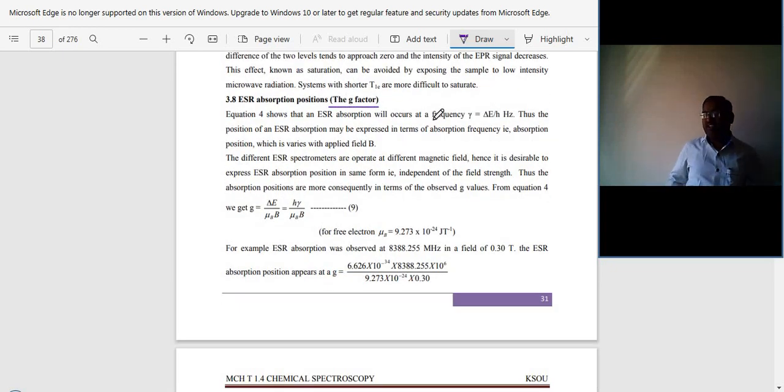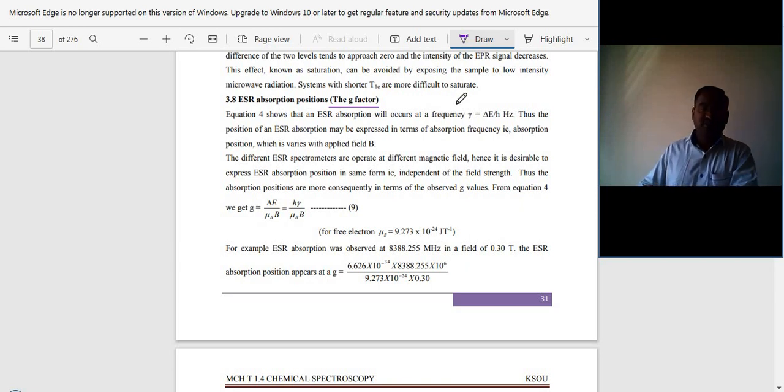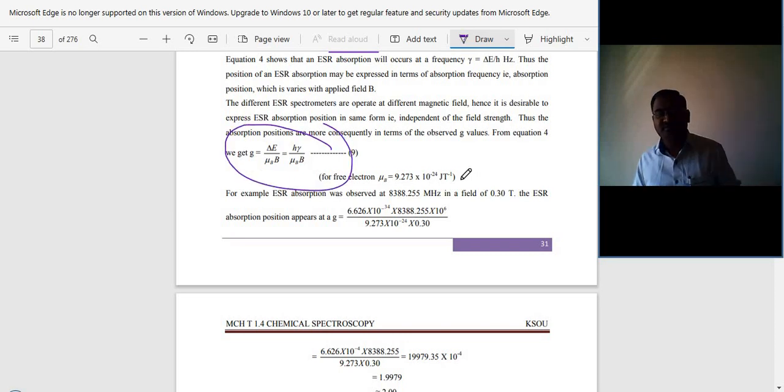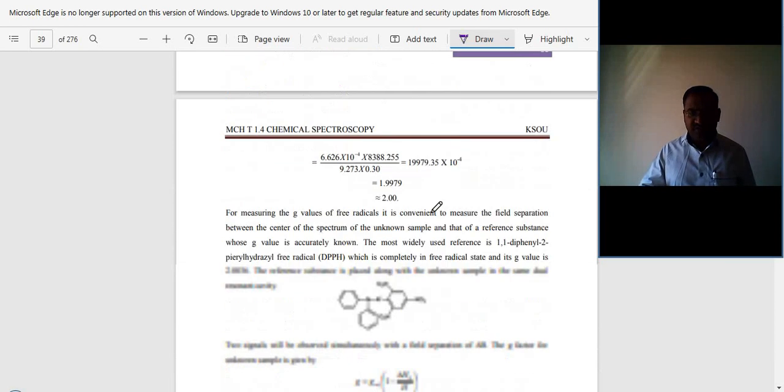The ESR absorption position, that is the g factor. Different ESR spectrometers operate at different magnetic fields. Hence it is desirable to express ESR spectroscopy in another way. What is that? It is g. g is equal to h nu by mu B. This is the formula we are going to use to calculate it.